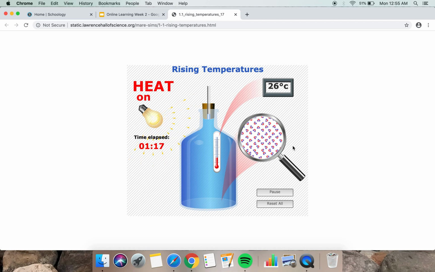Alright, so about a minute has passed, and you can see that these particles are starting to move around more. And as they gain more thermal energy, you can say that these particles have increased their kinetic energy. Their kinetic energy is going up, they are moving faster.